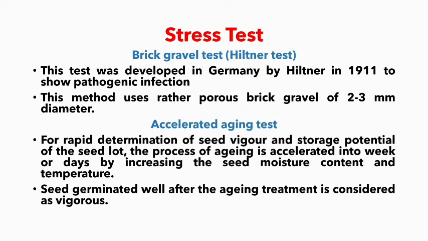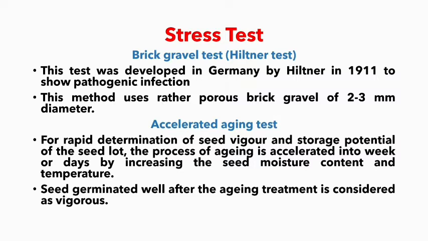In that we are going to see the brick gravel test, which is otherwise known as the Hiltner test. This test was developed in Germany by Hiltner in 1911 to show pathogenic infection. This method uses rather porous brick gravels of 2 to 3 mm diameter.